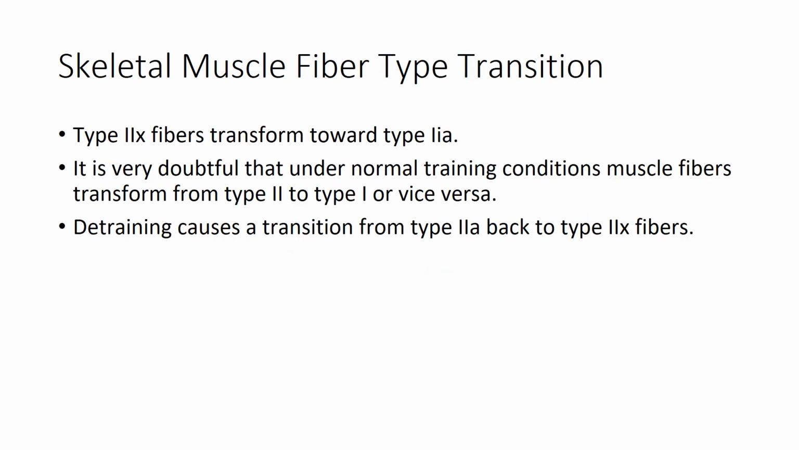As I mentioned, type 2X fibers transform towards type 2A muscle fibers, and this is due to being an adaptation. So this is allowing us to become a little bit more efficient. It is very doubtful that under normal training conditions, muscle fibers transform from type 2 to type 1 or vice versa. And whenever we have detraining, meaning where we just cease training, this is going to cause a transformation of type 2A fibers back to type 2X fibers.